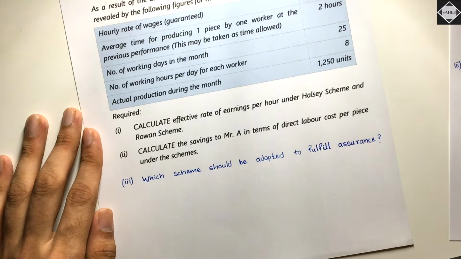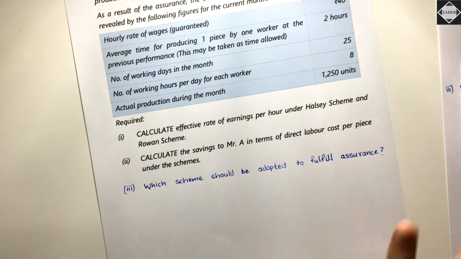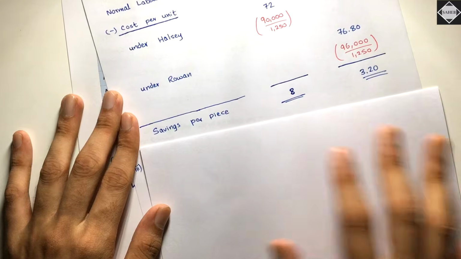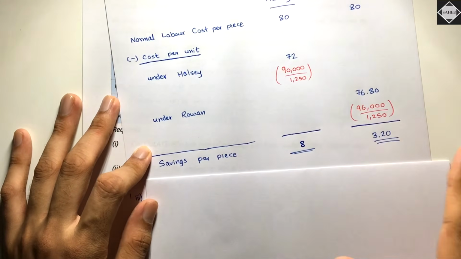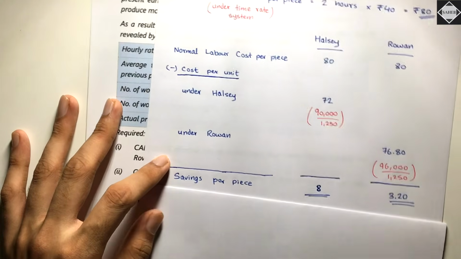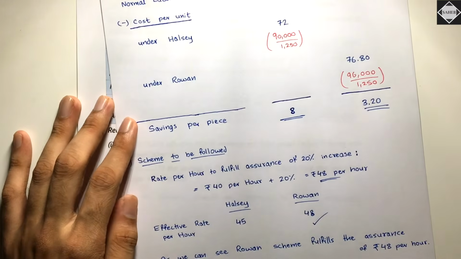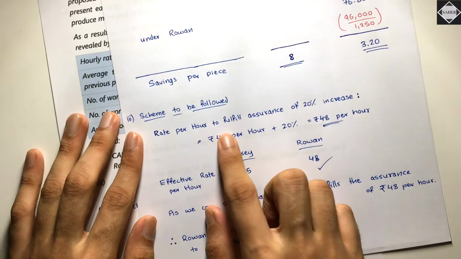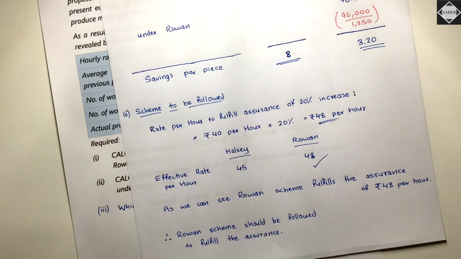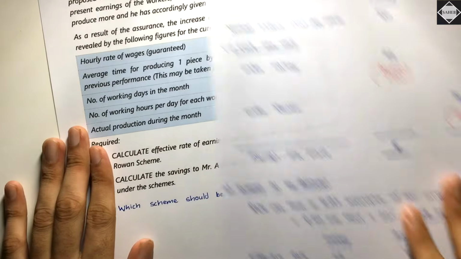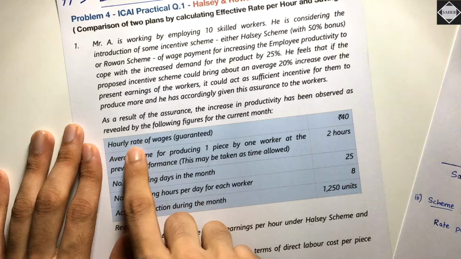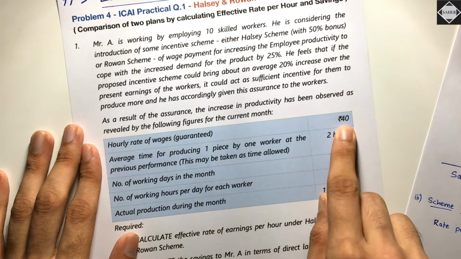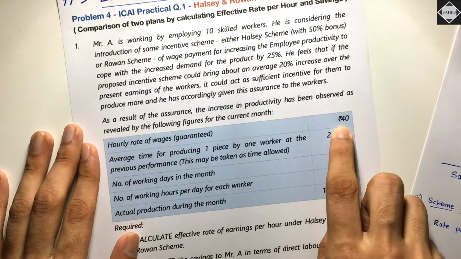So what we are going to do is ignore the savings. We'll not look at the savings for selection of the plan. We will look at the effective rate per hour to fulfill the assurance of 20% increase. Currently, what's the rate of wages? 40 rupees. Without Halsey and Rowan, the hourly rate of wages, the time rate, is rupees 40. For every hour, they are getting rupees 40.